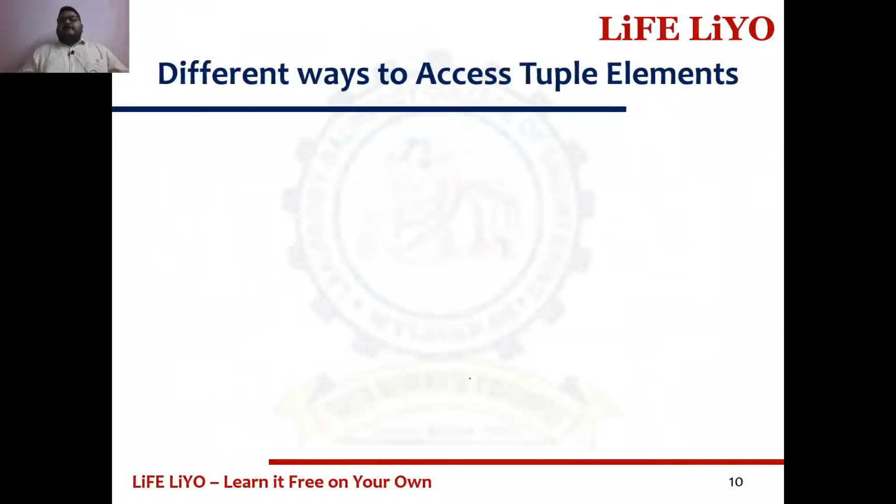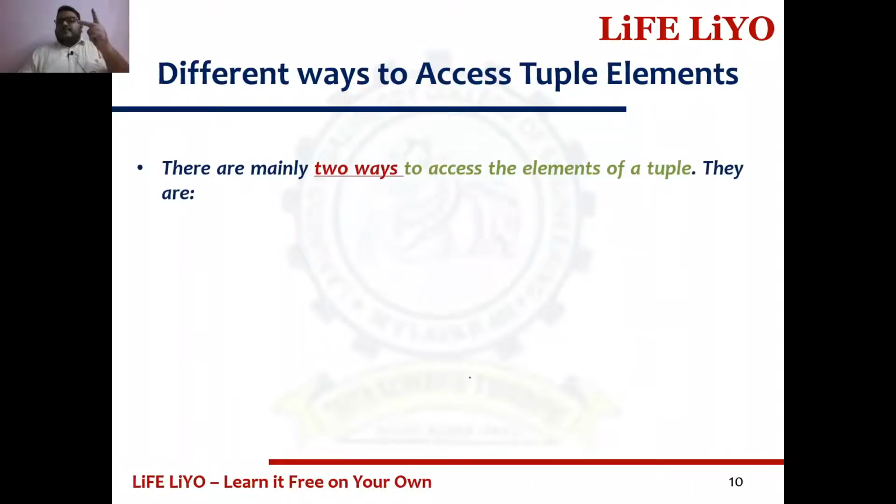Now, different ways to access tuple elements. We are saying that a tuple has an index number for each and every element. That means the tuple elements can be accessed in two ways. What are those two ways? We saw the different ways of accessing the elements of a list at that time, in two ways. What are those two ways? Positive index and negative index. The same concept we are going to use for tuples also.